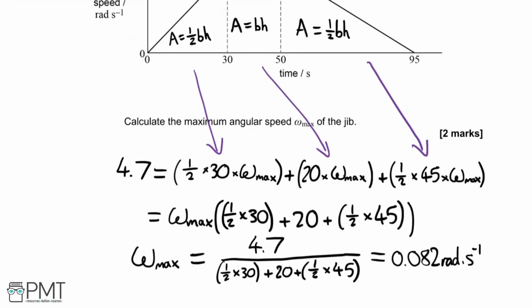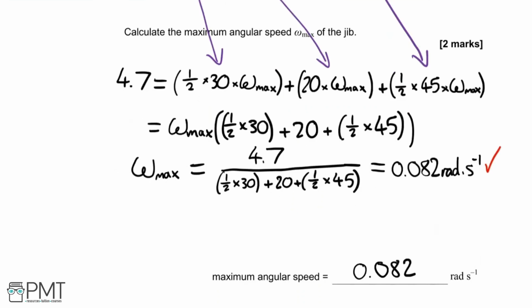So we end up with 0.082 radians per second. Now the first mark for this question will be for correctly identifying that you need to find the area underneath the graph, and the second mark will be for correctly calculating 0.082 radians per second. So 2 marks there.